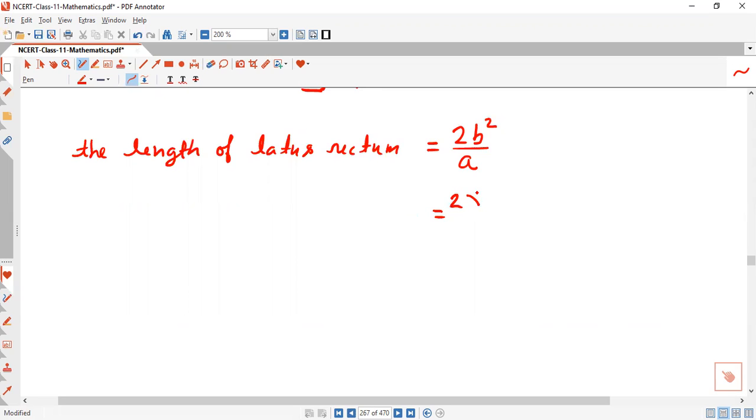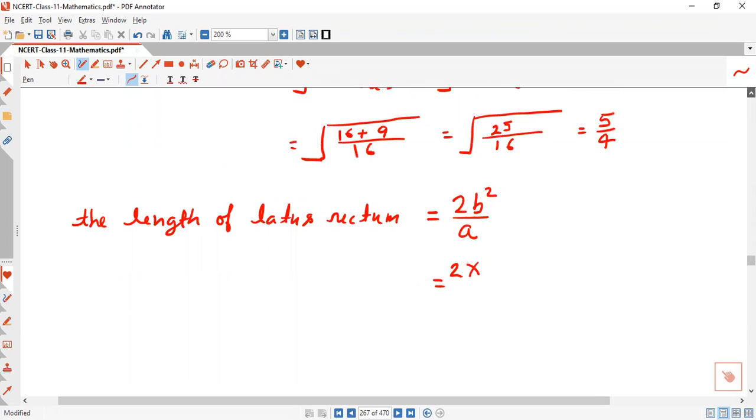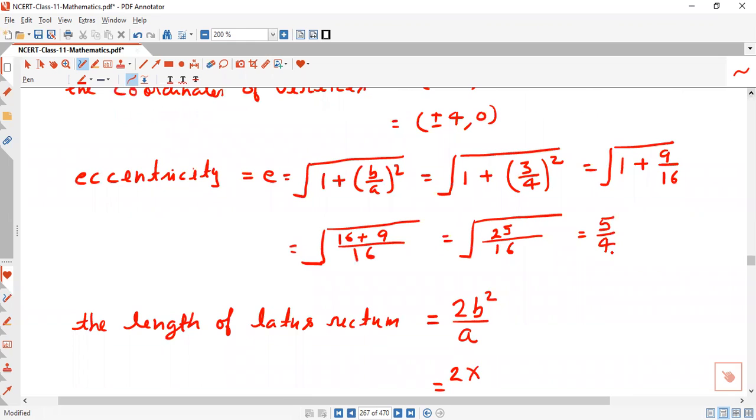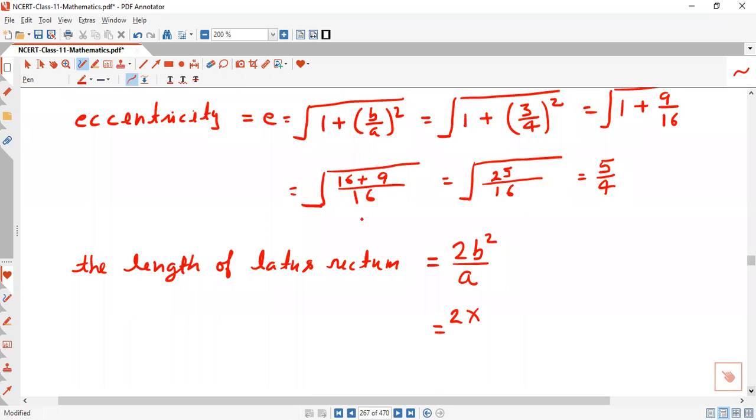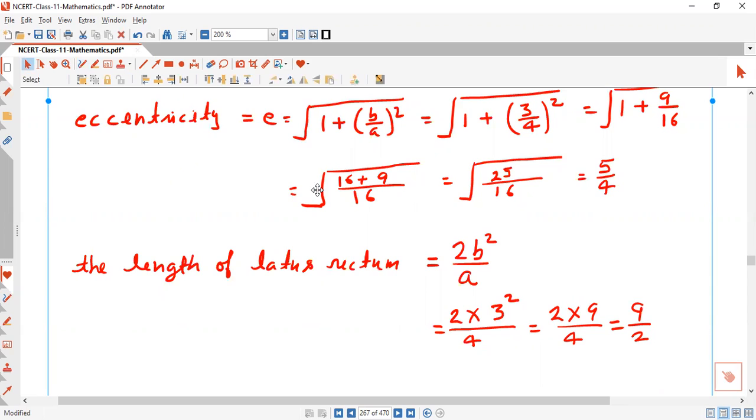2 is here. What is the value of b? Let's check again what value we have found. B is 3 and a is 4. So b is 3. 3 square upon 4, so it will come out 2 into 9 by 4, or you can say 9 by 2. So this is the length of the latus rectum. So this is the end of this question. In this question, we asked only these 4 parameters.